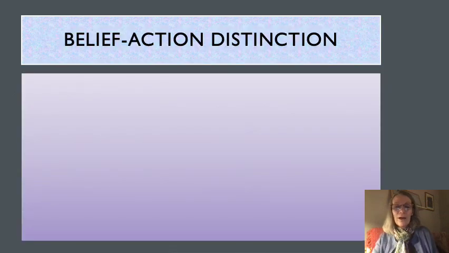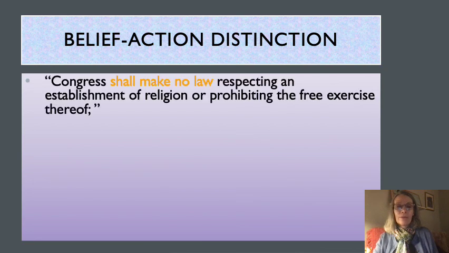Okay, the last thing we're talking about in this lecture is the belief-action distinction. So what is that? Well, the best way to understand it is to think about the First Amendment and the words that are in it. It says, Congress shall make no law respecting an establishment of religion or prohibiting the free exercise thereof. So the question is, does no law mean no law? In other words, can Congress, or as it gets applied to the states, can a state never make a law prohibiting your free exercise of religion?